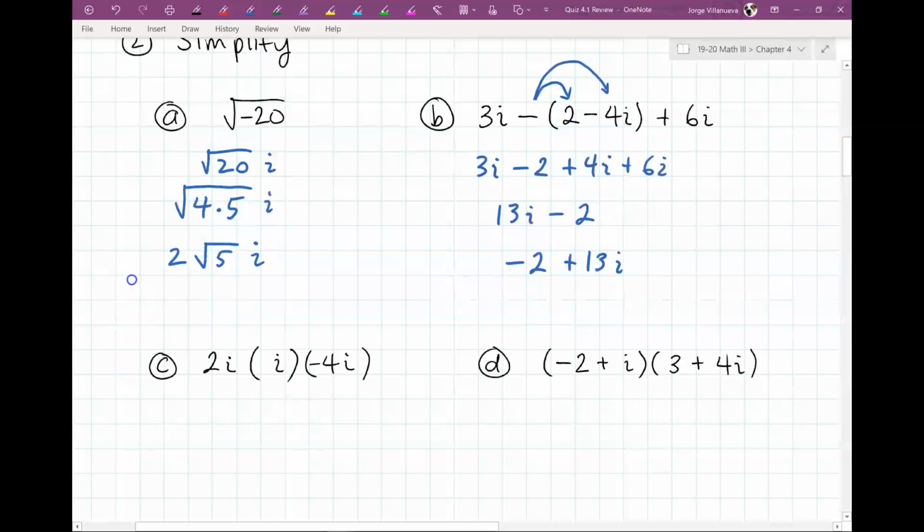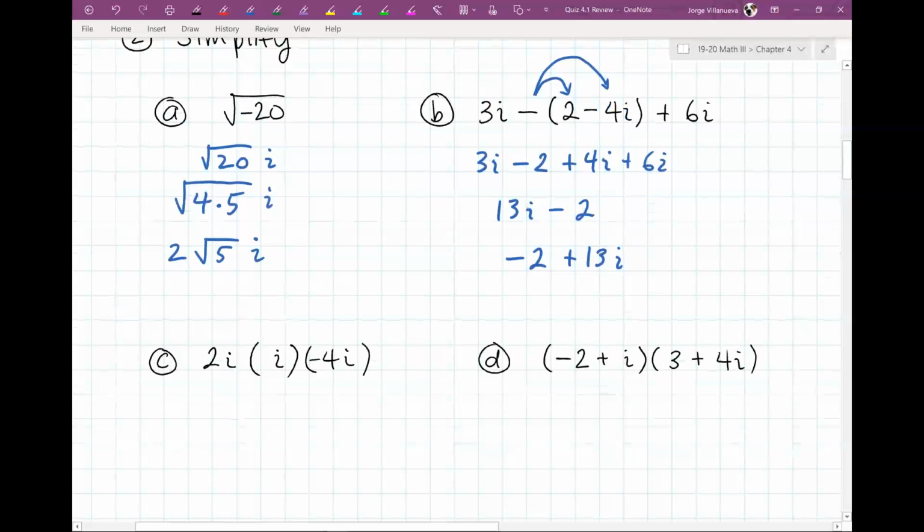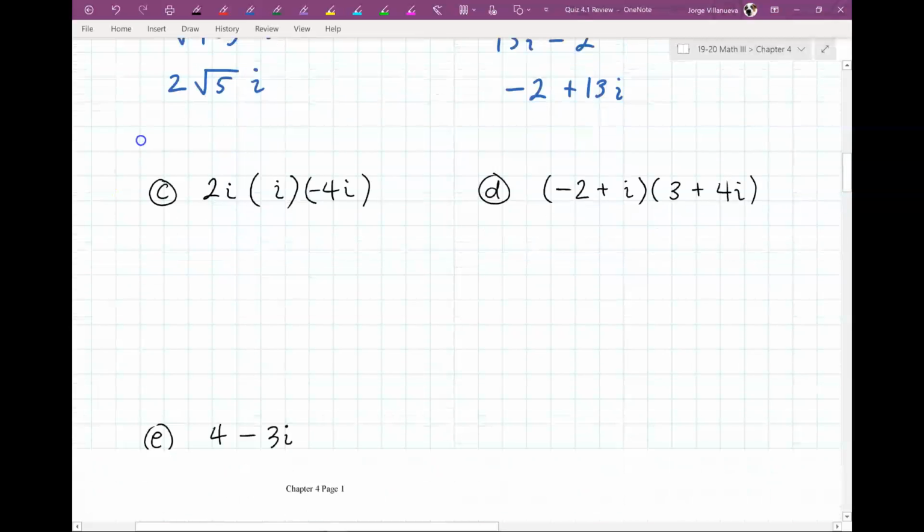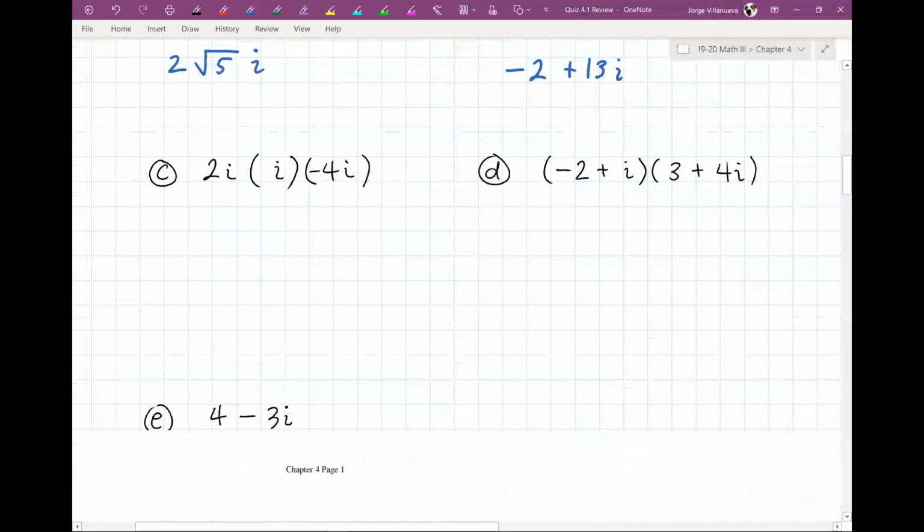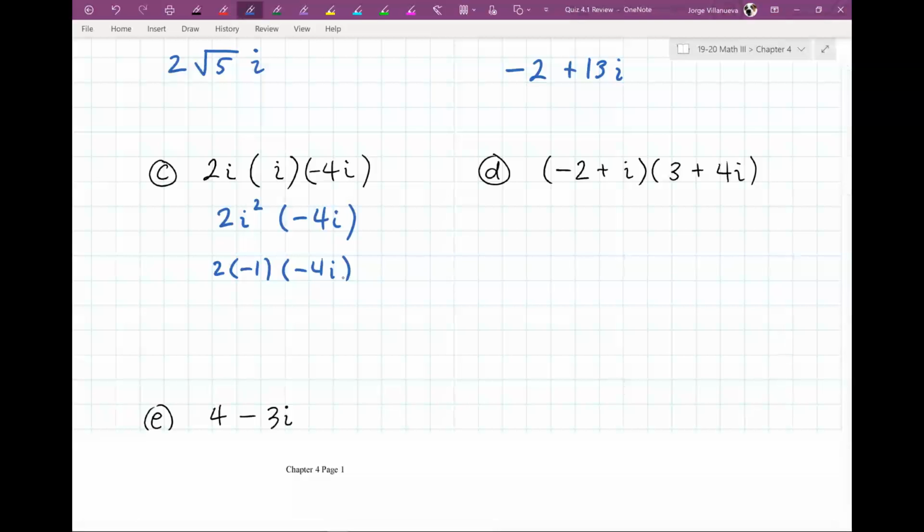Okay. Now, part C, before I move on, actually, any questions on these two? All right, so hopefully you're seeing, okay, not so bad. Part C, all you're going to do is multiply. So 2i times i becomes 2i squared times a -4i. And then this is where you tell yourself, okay, i squared is the same as -1. So this is 2 times -1 times -4i. Now, multiply 2 times -1, you get -2 times a -4i.